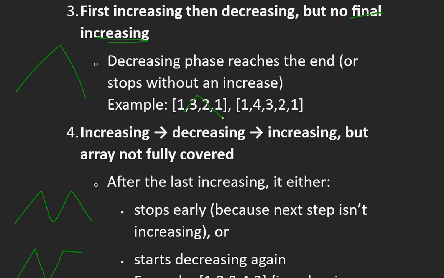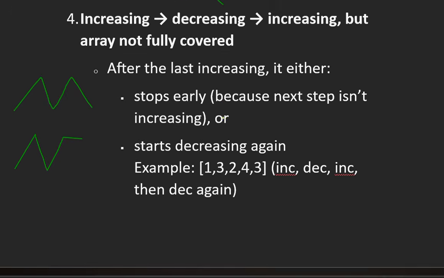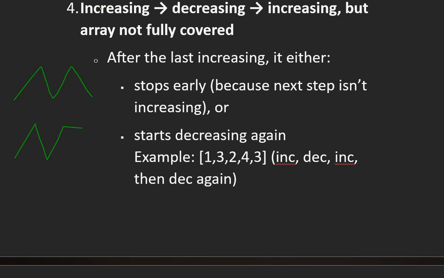So it also fails. If you see the fourth condition, it is first increasing, then decreasing, then again increasing. You might think our condition is satisfied, but the thing is that the array is not fully covered, means still some elements are left. So what can the cases be? Increasing, decreasing, increasing, then decreasing, then again increasing, and suppose again decreasing. But we need only these three steps, and this is an additional step.